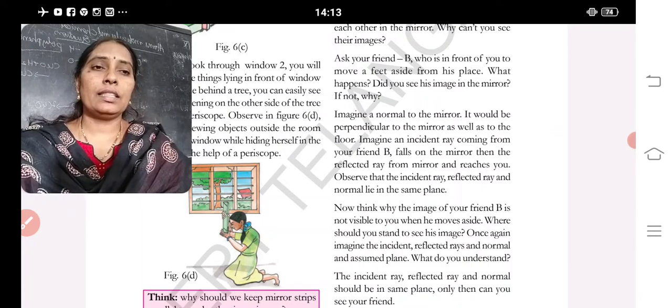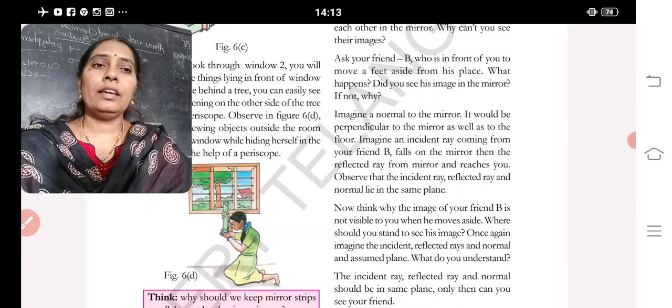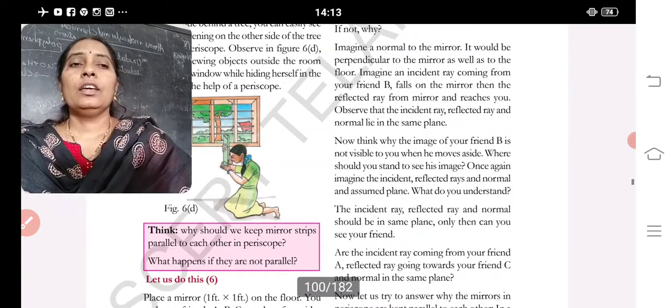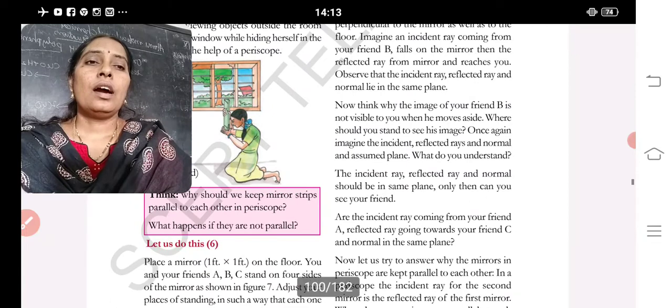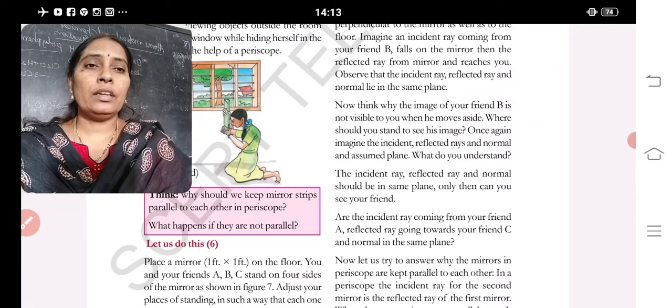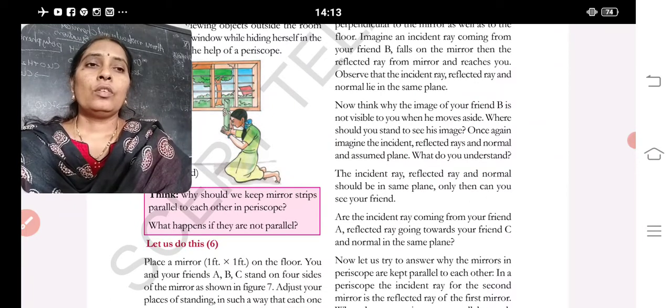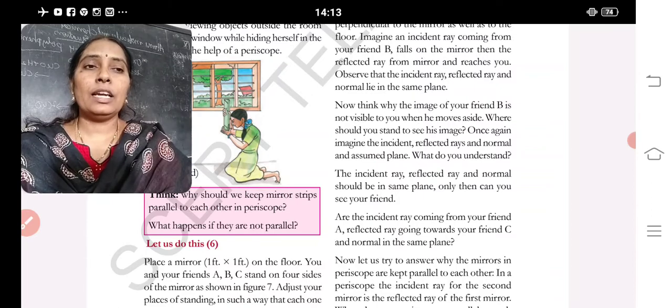What do you understand? The incident ray, reflected ray, and normal should be in the same plane. Then only we can see your friend. Is the incident ray coming from your friend A, the reflected ray going towards your friend C, and the normal in the same plane? Let us try to answer by the mirrors in the periscope being kept parallel to each other.